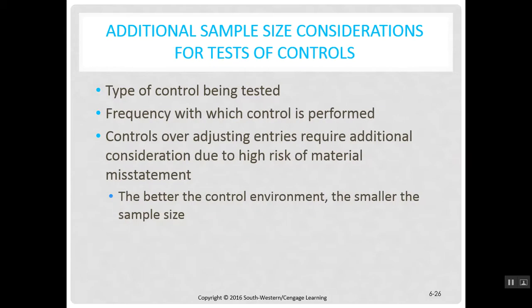Okay. So one of the things that we're looking at is sample sizes when we do our audit procedures. There are different sample size considerations for tests of controls versus substantive audit procedures. For tests of controls, you need to look at the control being tested and the frequency with which it is performed. If you're looking at a control that happens every single day, your population size is going to be bigger than if you look at a control that's performed once a month. Controls over adjusting entries require additional consideration due to high risk of material misstatement, and typically the better the control environment, the smaller the sample size.